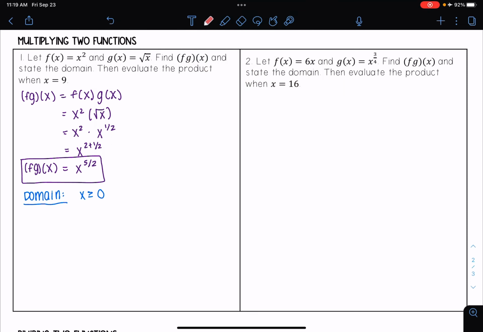Okay, and then it says to evaluate the product when x is equal to 9. And so I have fg of 9 is equal to 9 raised to the 5/2 power. And so there's a couple of different ways that you can do this. You could go ahead and type this into your calculator, or you could rewrite this into radical form. And so that 2 is my index, so it's the same thing as the square root of 9 raised to the 5th power. Well, the square root of 9 we know is 3, so it's the same thing as 3 raised to the 5th power. And 3 raised to the 5th power is equal to 243.